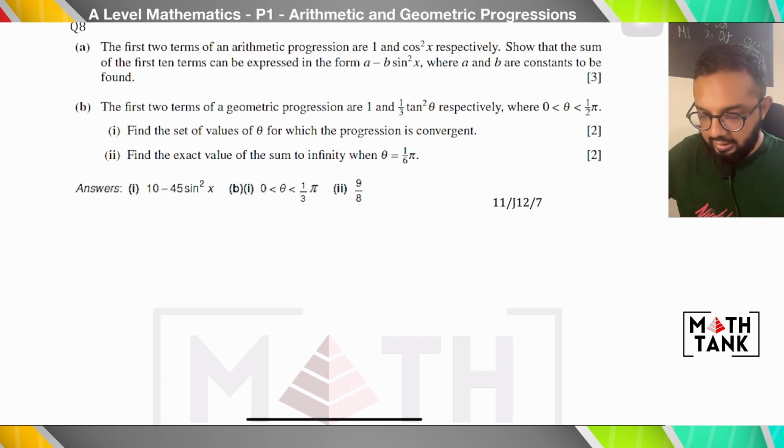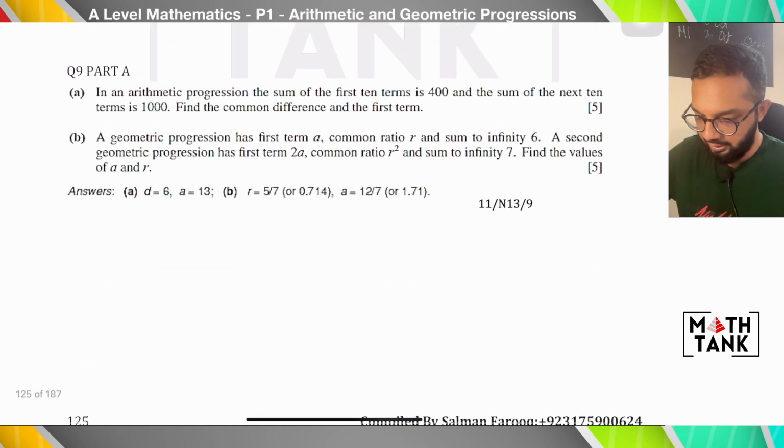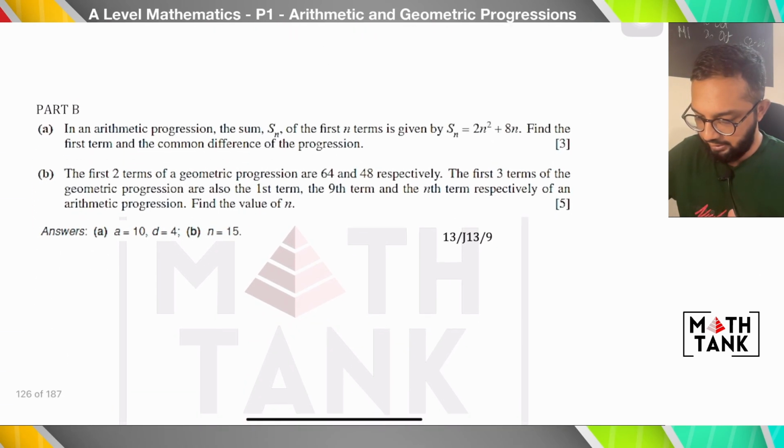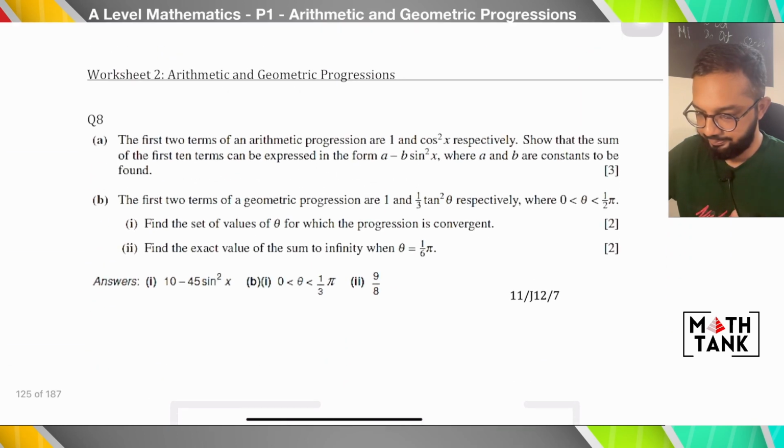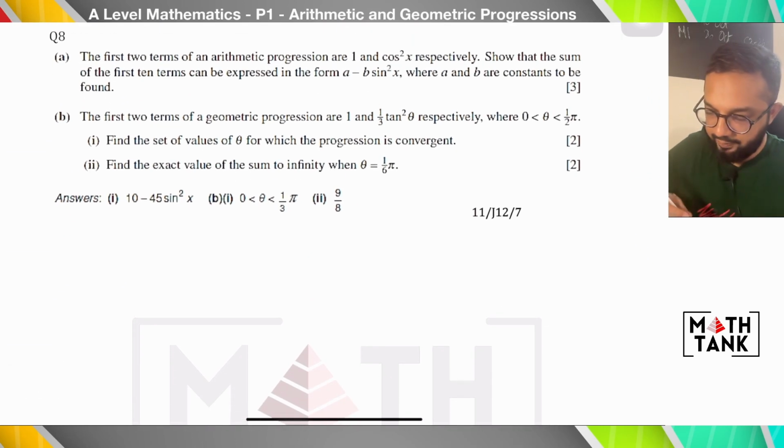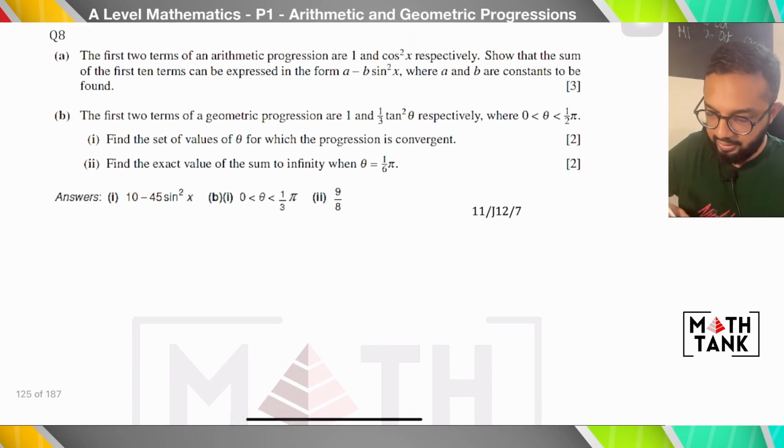Question number 8 is again on trigonometry, and then we have two more questions to go. It says the first two terms of an arithmetic progression are 1 and cos square x, respectively. Show that the sum of the first 10 terms can be expressed in the form a minus b sine square x.